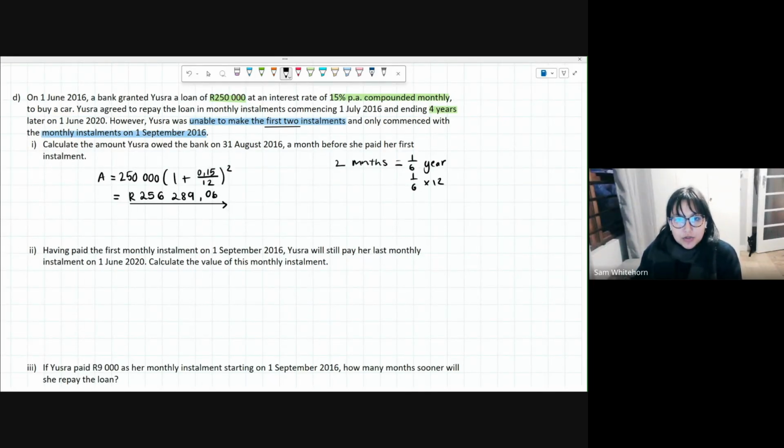We know how much she owes on the loan. We know that she owes the 256,289 Rand 6 cents. We are trying to find X, the value of the monthly installment. We know that the interest is 15% compounded monthly. And if we work out our number of years, we're able to get the exponent, and we're going to do that in a second, all over our interest rates.